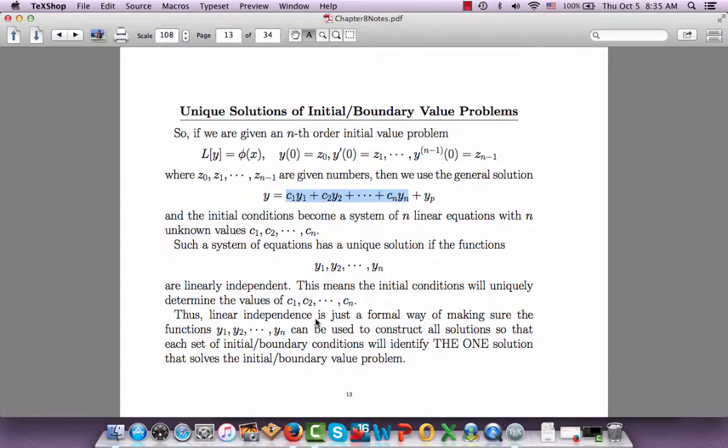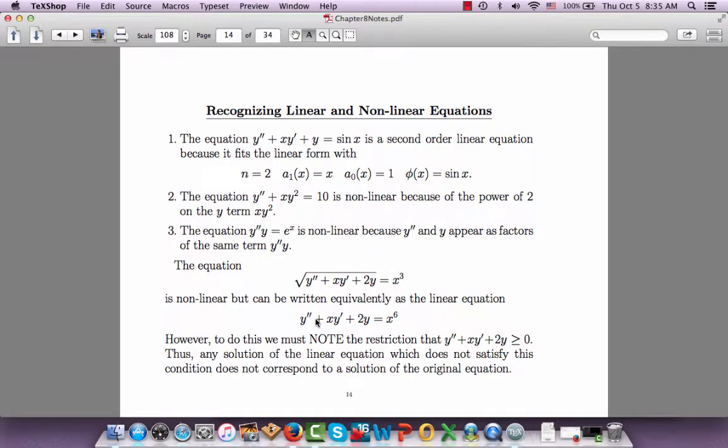So again, I just want to make another note about linearity here as well. We talked about that in the last video, but let's understand what that really means again. So, as we saw, if we have this first example here, it fits the form of a linear equation. It's a second order equation.